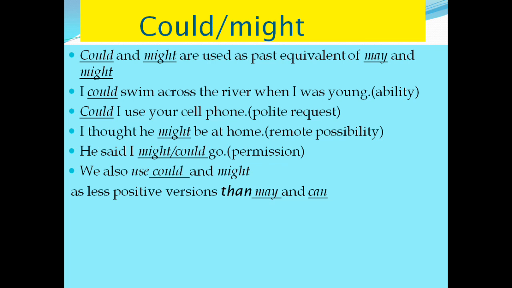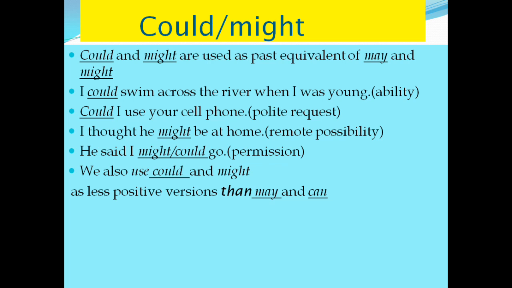Now, what's a past equivalent? What's the difference between a past tense and a past equivalent? As far as the past equivalent is concerned, it is just like the past tense. Whenever we need the past tense of can, we can use could. Whenever we need the past tense of may, we use might. But we can also use could and might for a different purpose in the present tense.